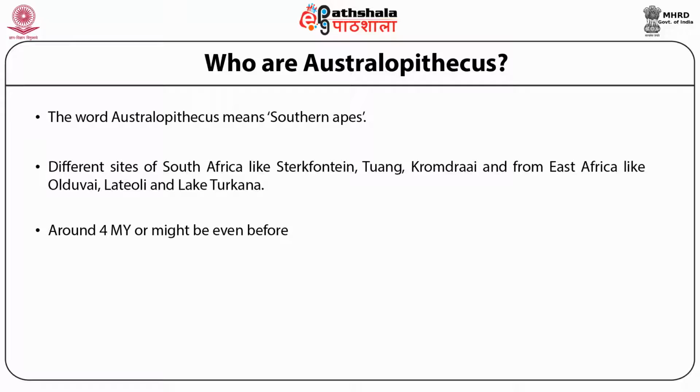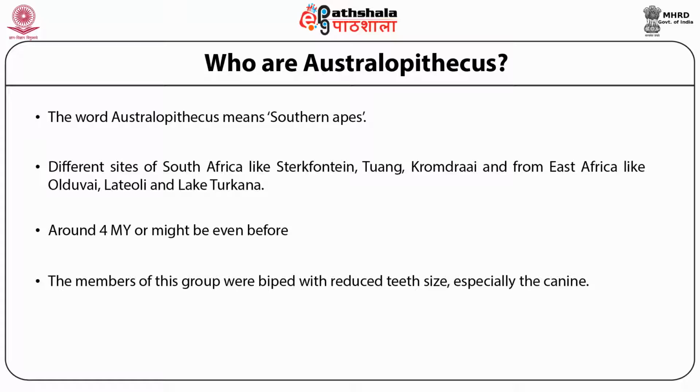The members of this group were biped with reduced teeth size, especially the canine. It is believed that one of the species of genus Australopithecus evolved into Homo. The different sites of South Africa are like Sterkfontein, Taung, Kromdraai, and from East Africa like Olduvai, Laetoli, and Lake Turkana. It is believed that these two characteristic features place the group in the hominid category, and it is one of the species of genus Australopithecus that evolved into Homo.